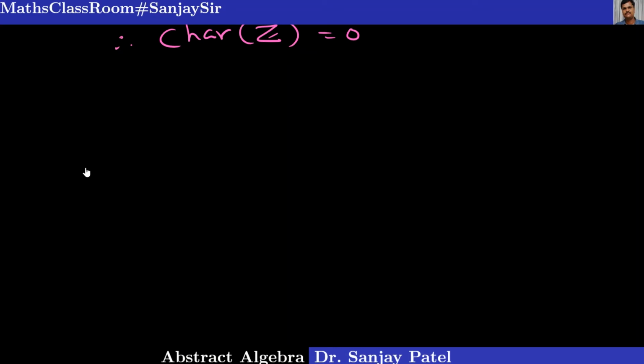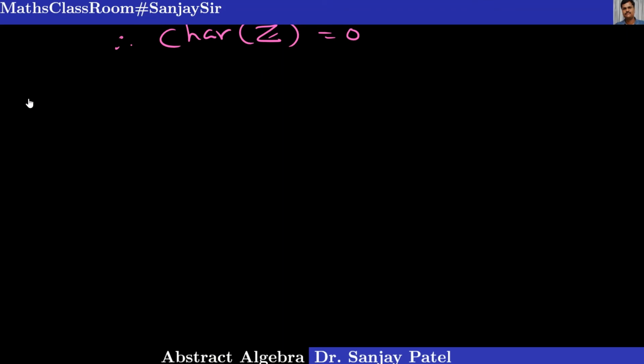Okay, but before I explain those things that I will definitely do in the next lecture, before I explain or prove that result, let me give one or two more examples. Say, characteristic of Z is 0.